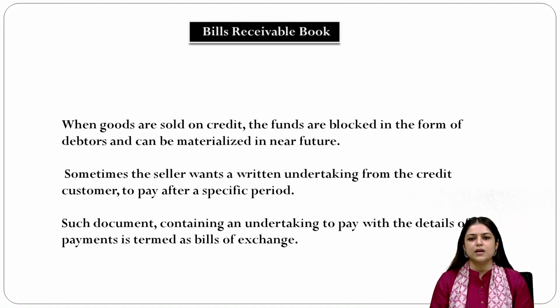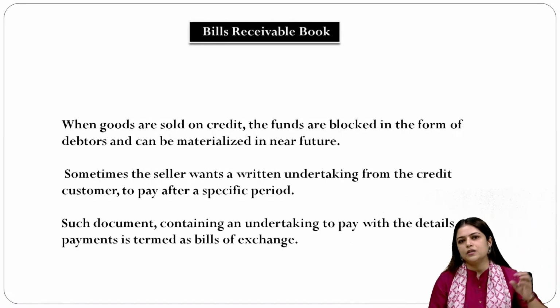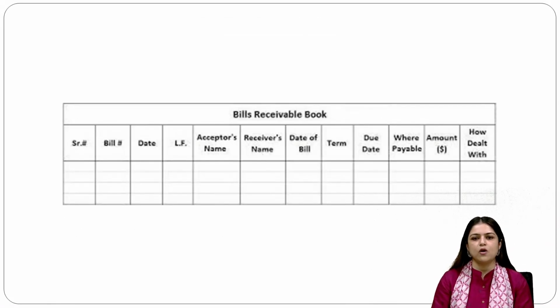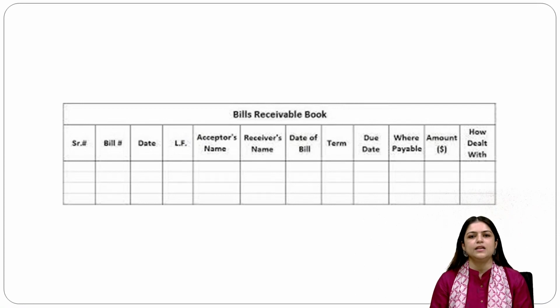Sometimes the seller wants a written undertaking from the credit customer to pay after a specific period. Means the supplier or the buyer gives the specific time, that in the month of March I want 2500 kg of so and so item. So such a document containing an undertaking to pay with the details and payments is termed as a bill of exchange. So here the format is given, what is bills receivable book, then serial number, bill date, ledger folio number, acceptor's name, receiver's name, and the same things on the credit side.